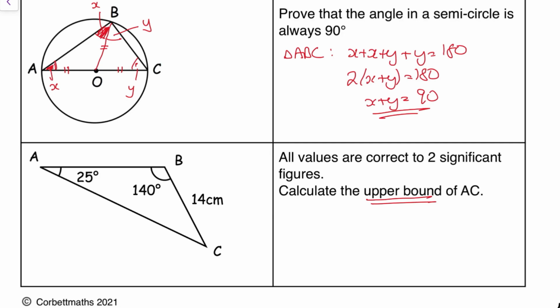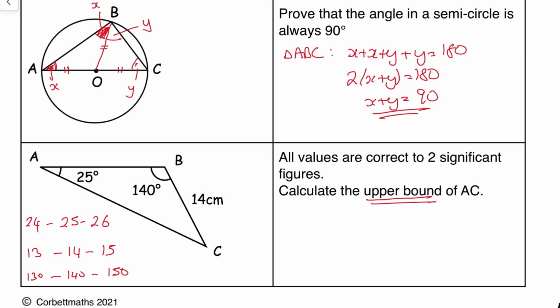Okay, so hopefully you had a go first. It says all values correct to 2 sig fig. So I'm going to note that the 25 degrees to 2 sig fig is 26 and 24. And then I'm going to note that the 14 centimeters to 2 sig fig is 15 and 13. I'm not calculating the numbers I need yet, and you'll see why in a second. And the 140 degrees is to 2 sig fig 150 degrees or 130 degrees. And that, by the way, is not the catch I'm talking about.